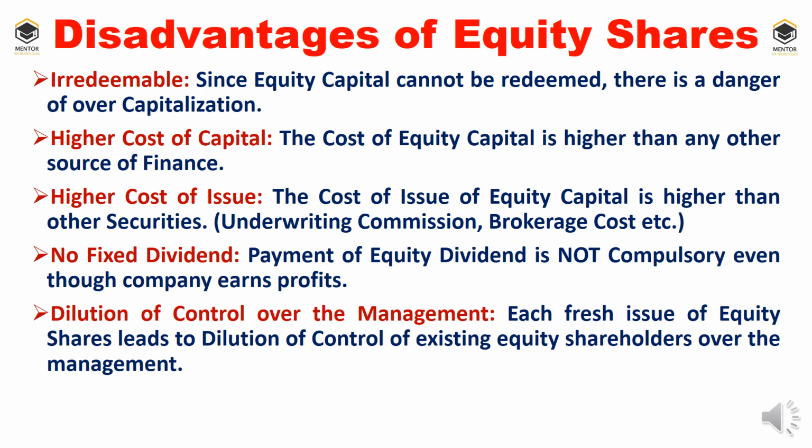No fixed dividend. This is considered as a demerit. Since we have already discussed, there will not be any fixed dividend given to equity shareholders. That will be considered as a disadvantage. Dilution of control over the management. Each fresh issue of equity share leads to dilution of control of existing equity shareholders over the management. In the sense, whenever company is issuing more number of equity shares, that will dilute the existing equity shareholders' right. This is considered as one of the disadvantages.